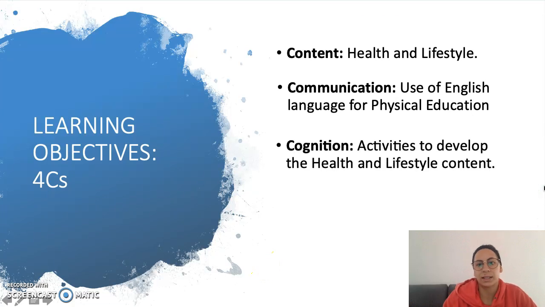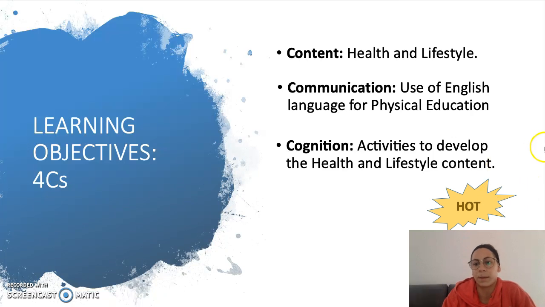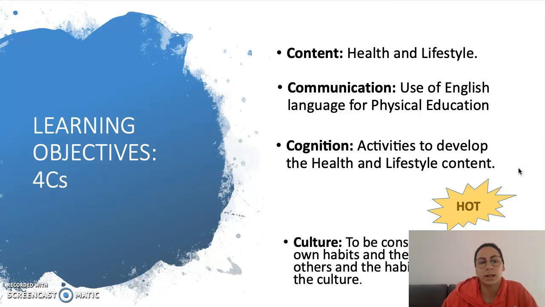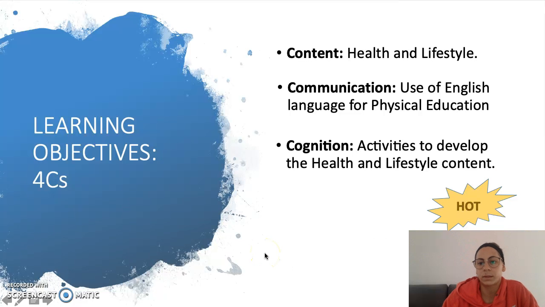The third C is about the cognition. With the cognition, we will use different activities to develop the health and lifestyle content. For that, we need to develop higher order thinking by using Bloom's taxonomy. How? For example, understand what are the unhealthy habits that affect our physical condition and health.